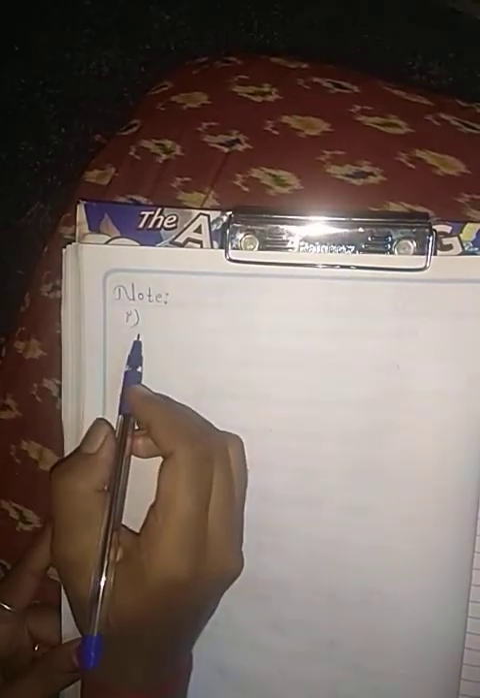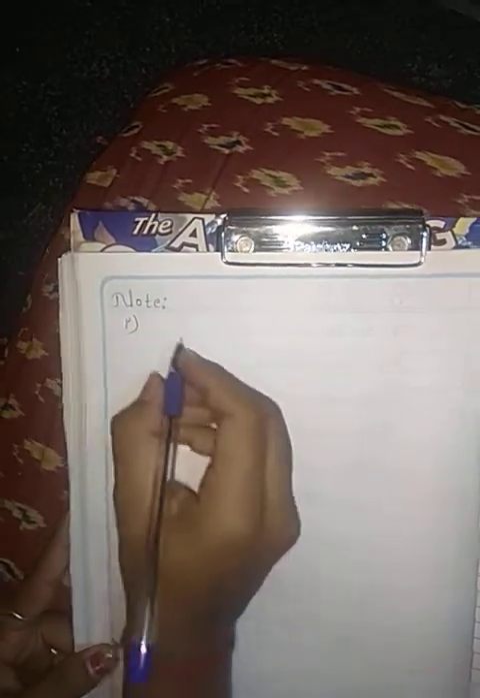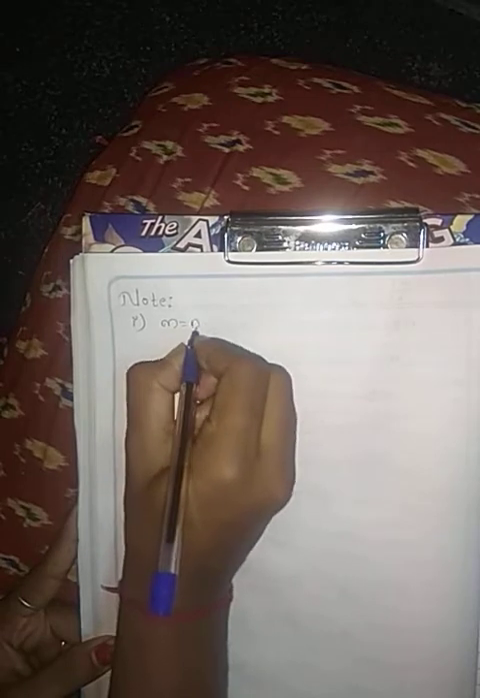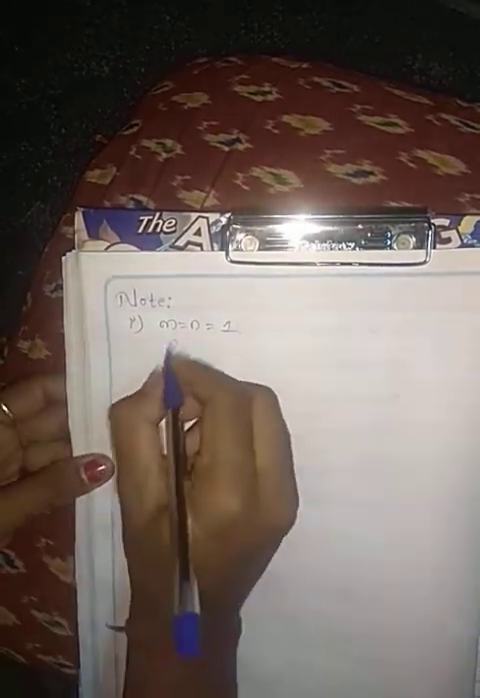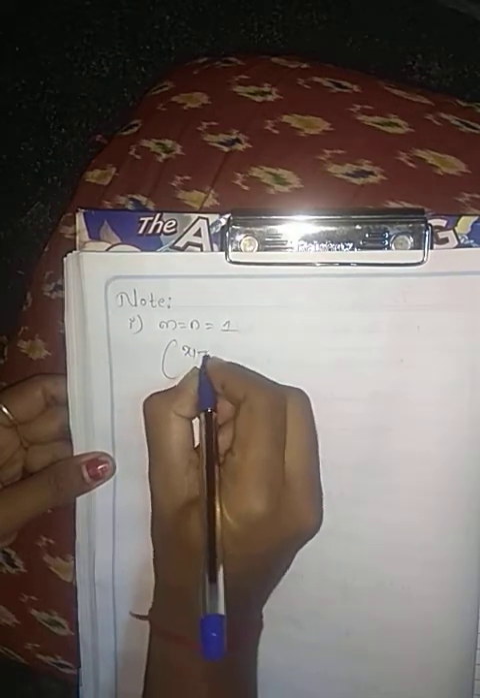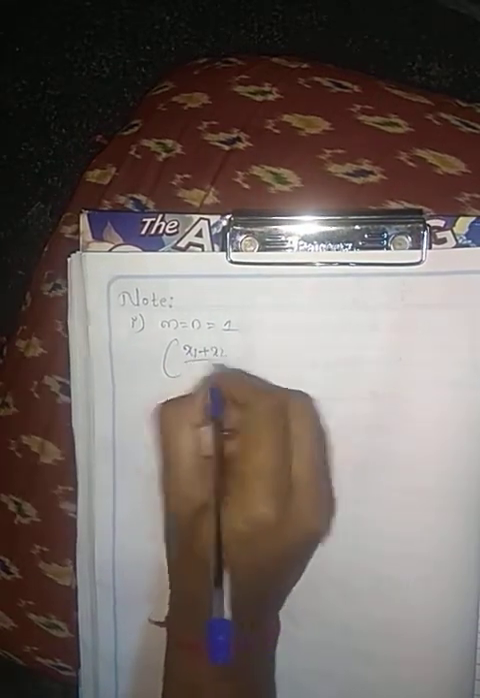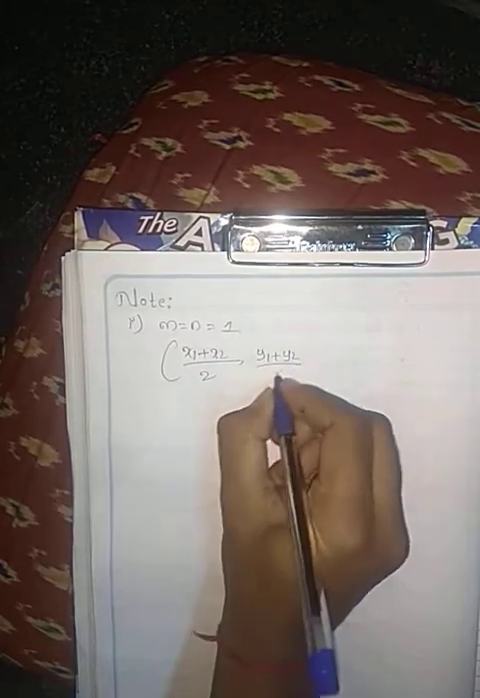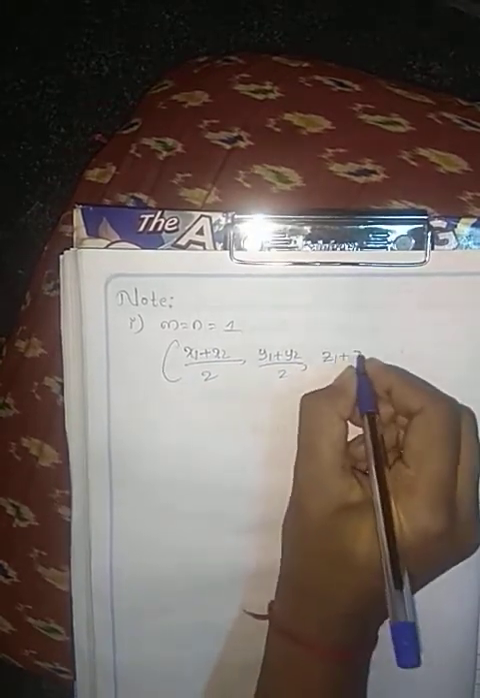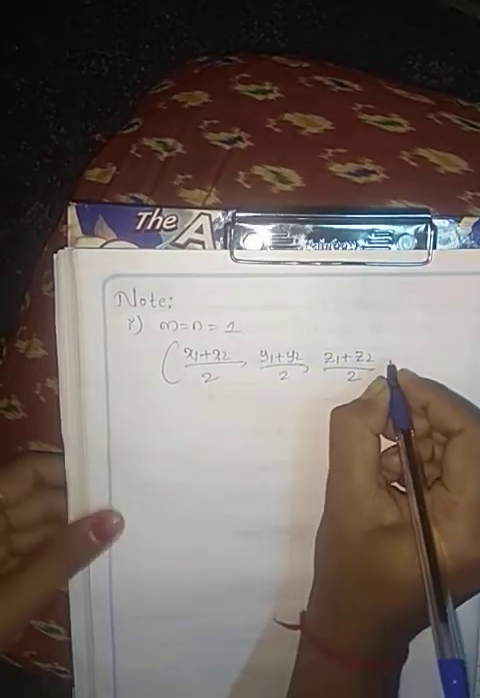Next note, first one is if they give the midpoint, it means they will give ratio m equal to n equal to 1. Then the coordinates are x1 plus x2 by 2, y1 plus y2 by 2, and z1 plus z2 by 2.